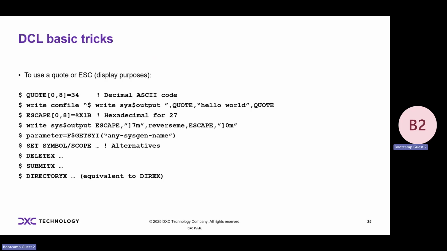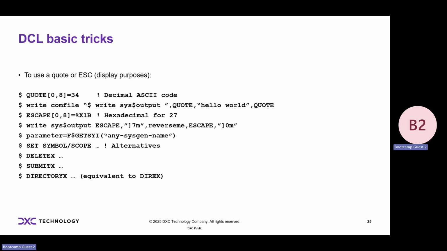$GETSYI, you can put any sysgen parameter in there and it will return it for you. One of the annoying things quite often is when somebody has this marvelous login command file and they've defined all these commands. The problem is when you start to run something else, it comes up with all sorts of errors because it's not defined as a command. Set symbols /scope is your friend here, but not very many people seem to put that into command procedures.